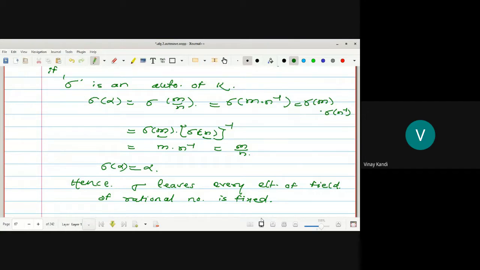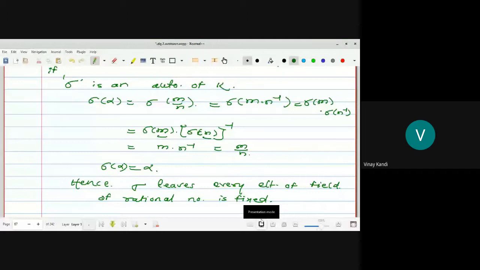Because the set of rational numbers is the smallest field with characteristic 0, the smallest infinite field. Okay, why? Because the set of rational numbers is the smallest infinite field having characteristic 0. Okay, so this is the end of our third chapter.